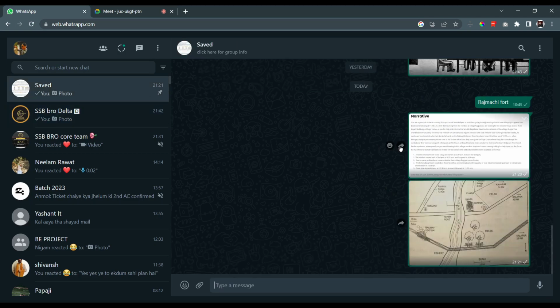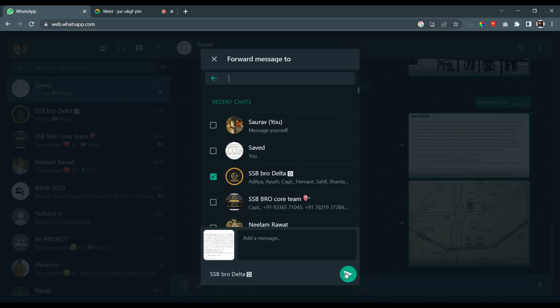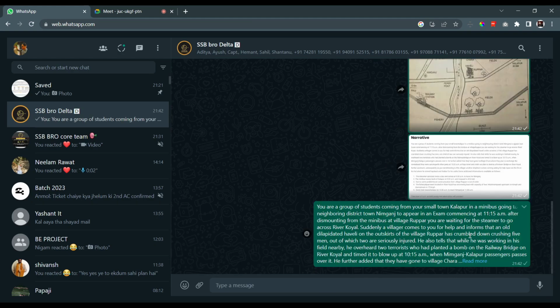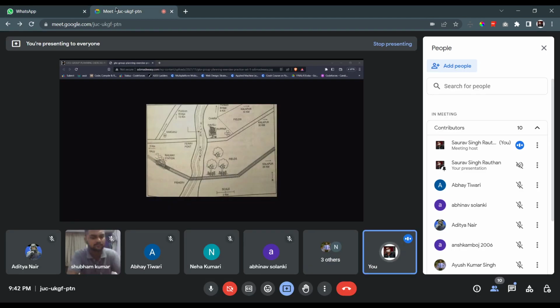I am sharing the image of the narrative, and I'll share it as a text also. So if anyone is facing any problem reading the narrative, you can refer to the text. All these images and the text are provided in the group. Time now is 9:42. We'll have 5 minutes to observe the picture, so we'll meet again at 9:47. Okay, so the time starts now.